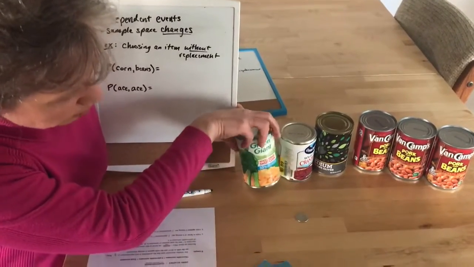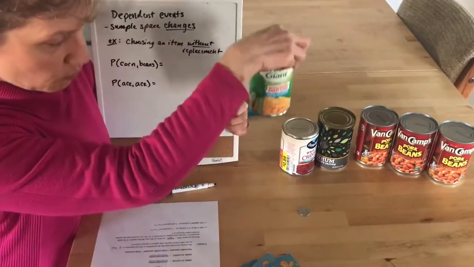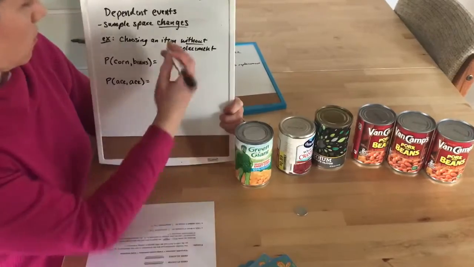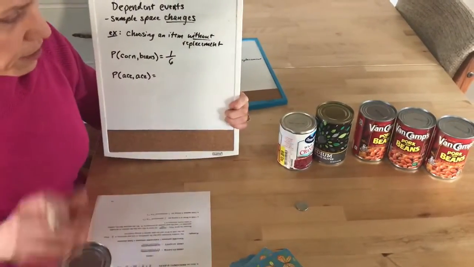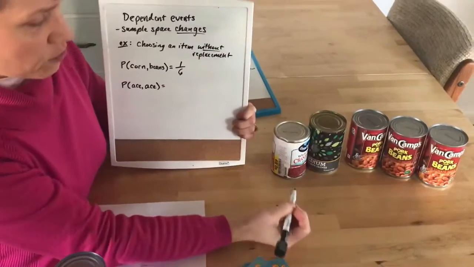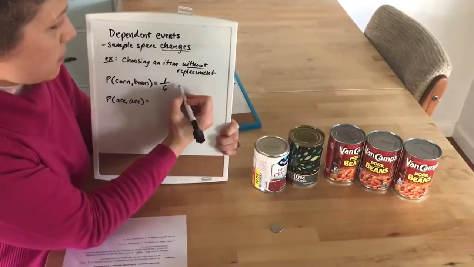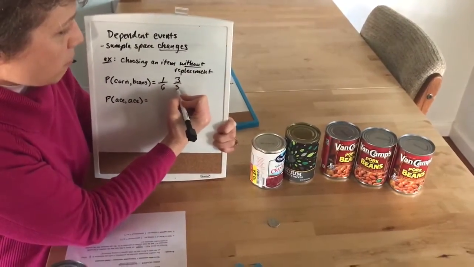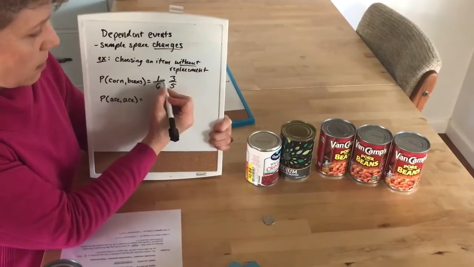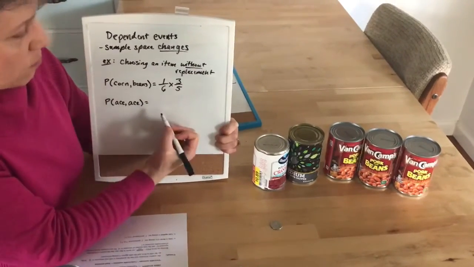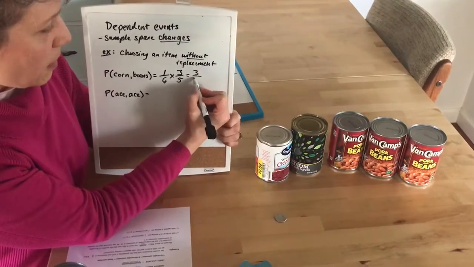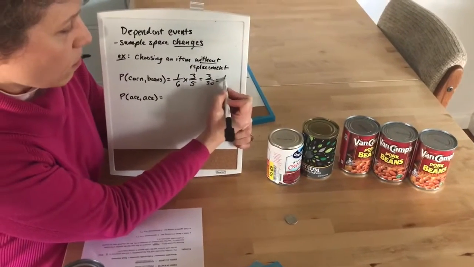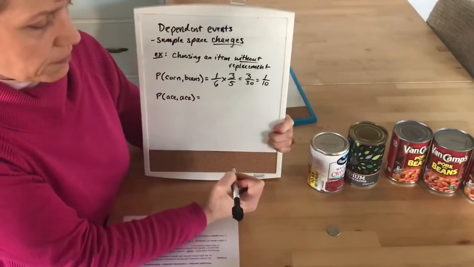So first of all, the probability of picking out a can of corn would be 1 out of my 6 choices. Once I take that can of corn, now there are only 5 cans remaining, and 3 of those are beans, so there's a 3 in 5 chance of getting beans. Since I want the corn and the beans, I would multiply these 2 together, and that would be a probability of 3 out of 30, or 1 out of 10.